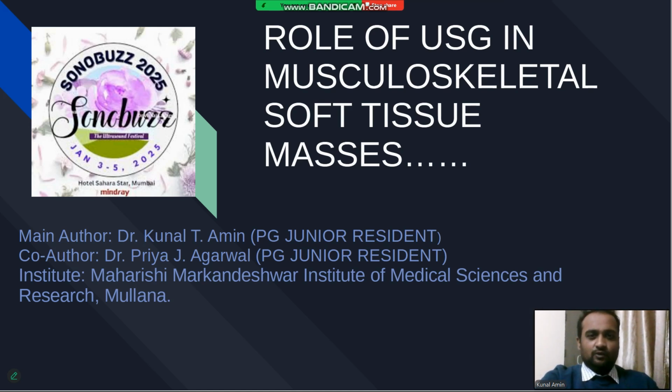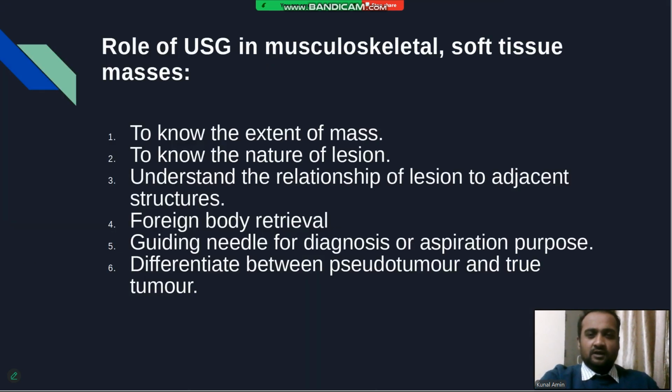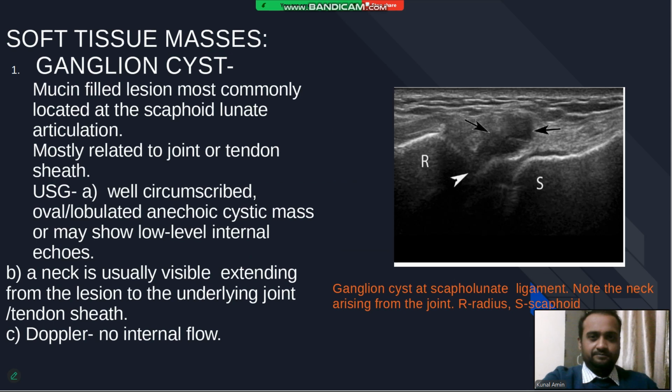Today, my topic is the role of ultrasound in musculoskeletal soft tissue masses. Let's begin. There are many reasons why you would do an ultrasound in MSK soft tissue masses. This is to know the extent of the mass, to know the nature of the lesion, to understand the relationship of lesion to the adjacent structures, for foreign body retrieval. It can be used for guiding a needle for diagnosis or aspiration purposes. It can also be used to differentiate between pseudotumor and a true tumor.